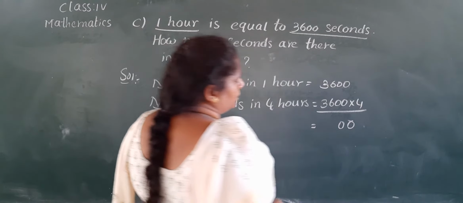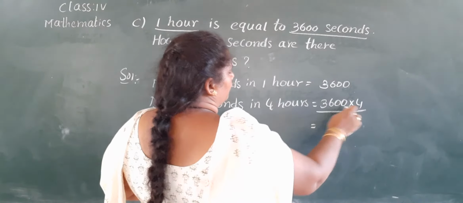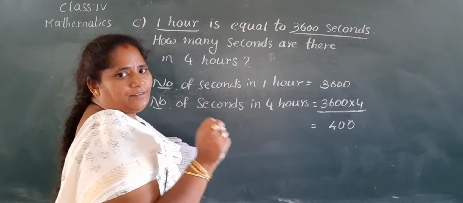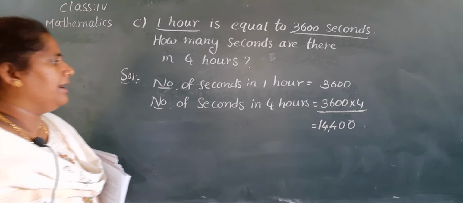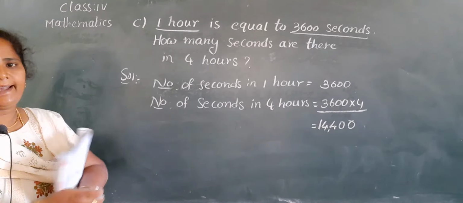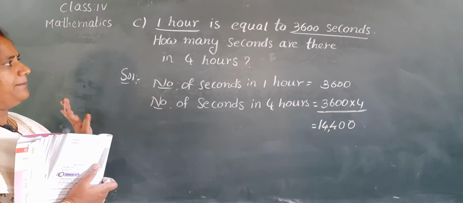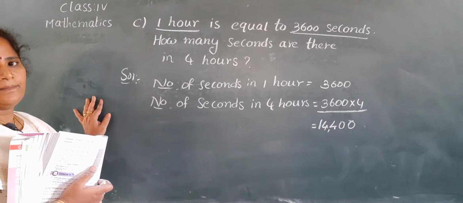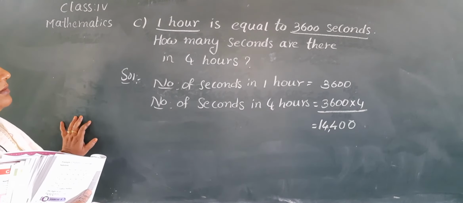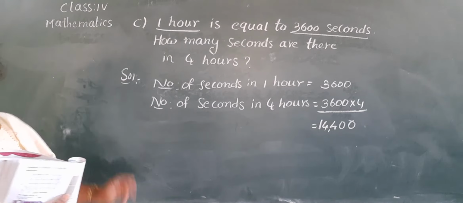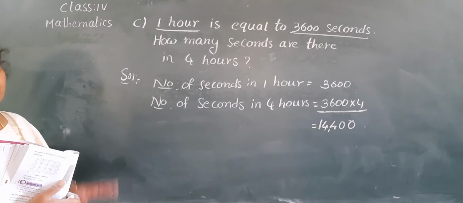4 6s are 24. 2 in hand, 4 is down. 4 3s are 12, 13, 14. Okay, so 14,400 seconds, Nana. How many seconds are there in 4 hours? 14,400. Okay. Note down in your classwork, ma. Number of seconds in 1 hour and number of seconds in 4 hours.